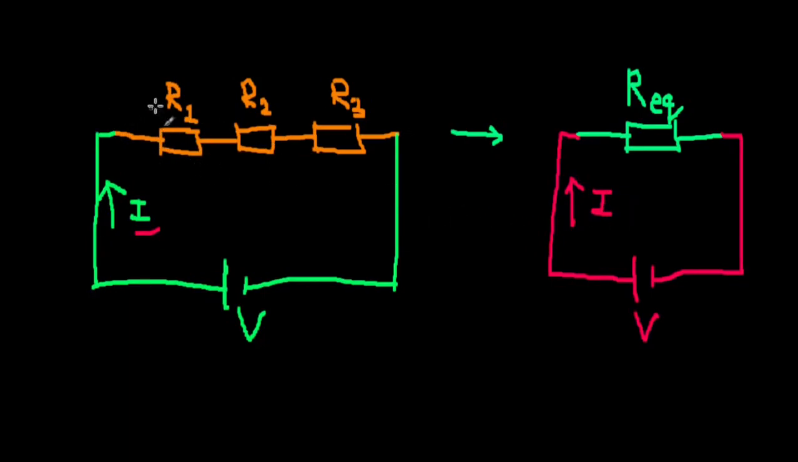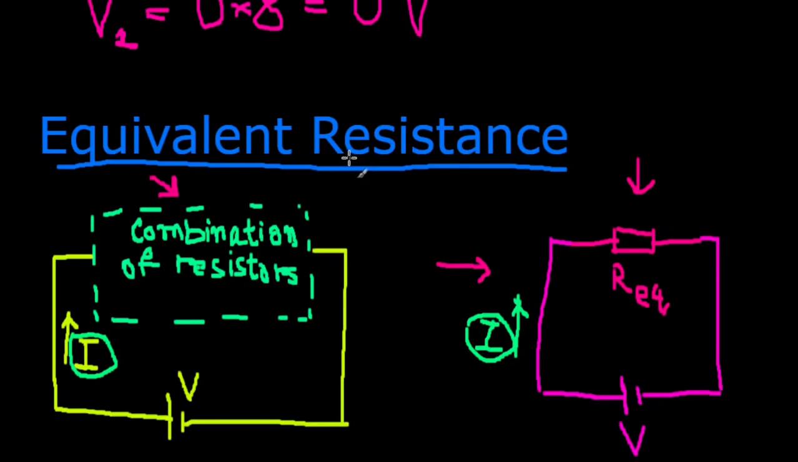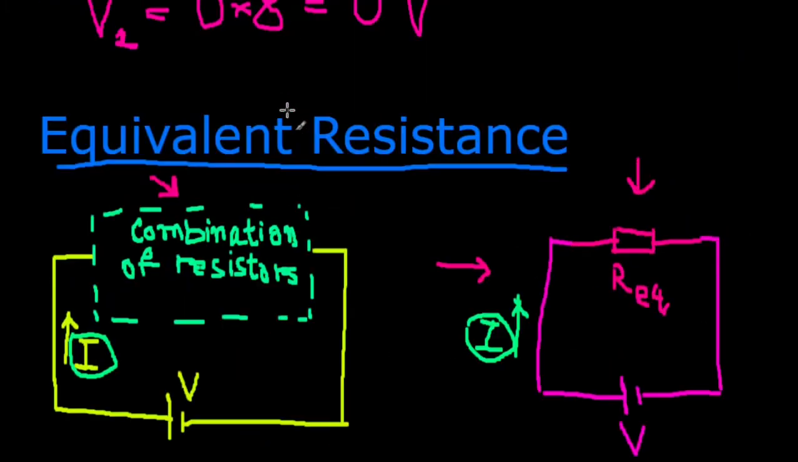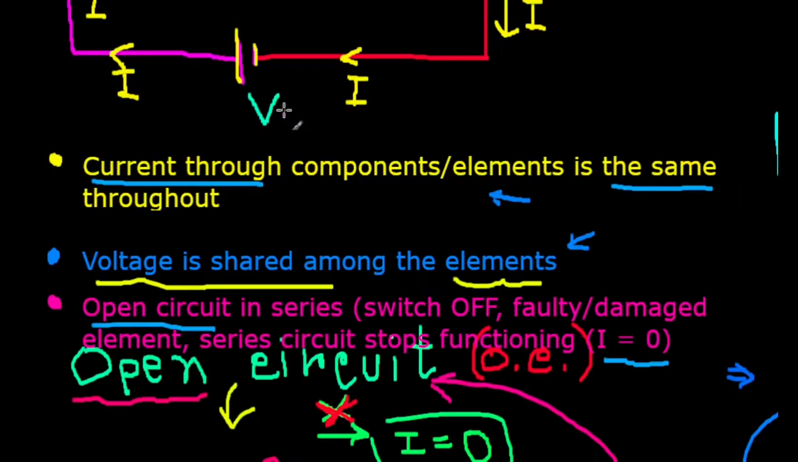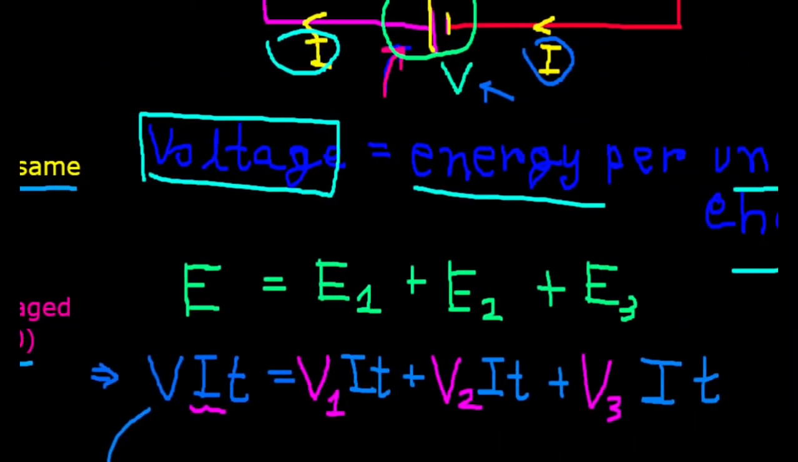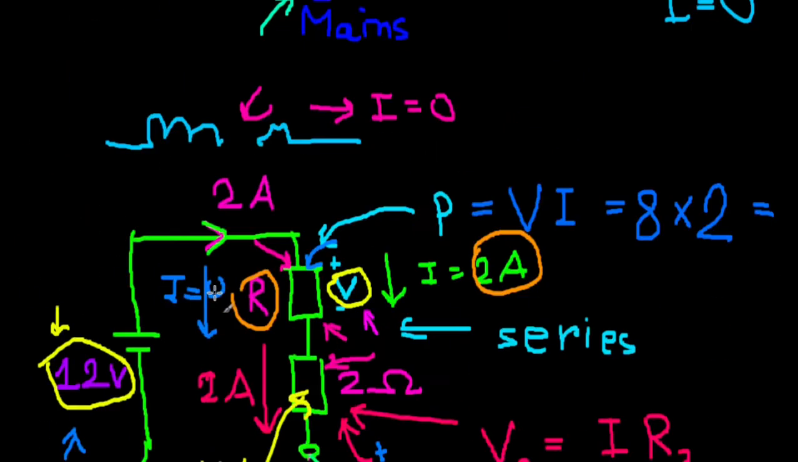And now let's do something interesting. So this is a series connection of resistors. Now we know that the total voltage here is going to be shared among these three resistors. We did see that here the voltage is shared, and as a formula, your total voltage is going to be the sum of the voltages across the individual resistors.